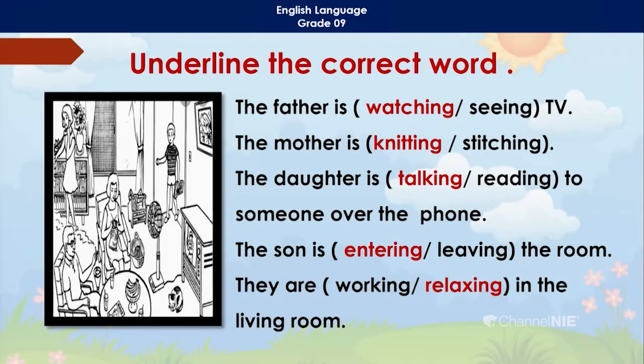Wow, very good. The father is definitely watching TV, not seeing. And the mother is knitting, not stitching. The daughter is talking to someone over the phone. She's not reading, obviously. The son is entering the room. You can see the way he's entering. They are relaxing in the living room. They are not working, that's for sure.